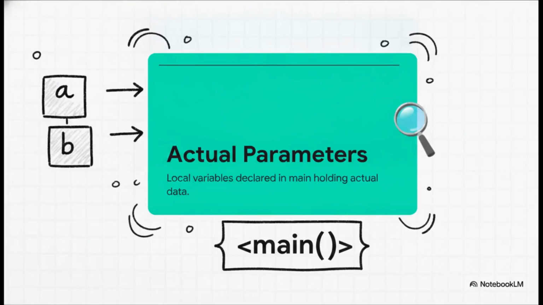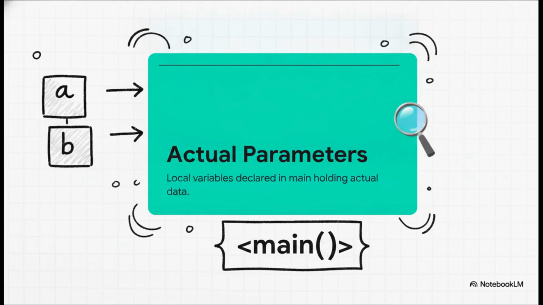So the fundamental problem we're trying to solve here is basically communication. How do we send our precious data from the main program into totally separate, isolated functions? Well, knowing the players on the field is step one. First up, we have actual parameters, which you'll also hear called arguments. Think of these as the original, real-deal data living safely in your main program.